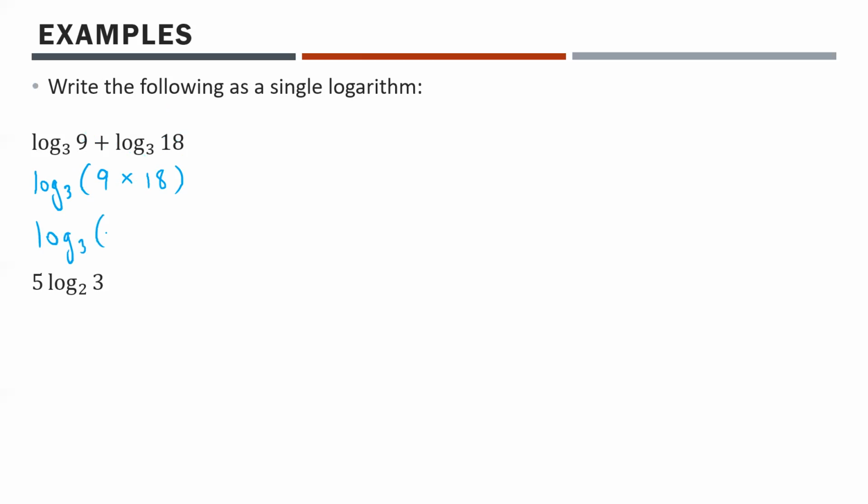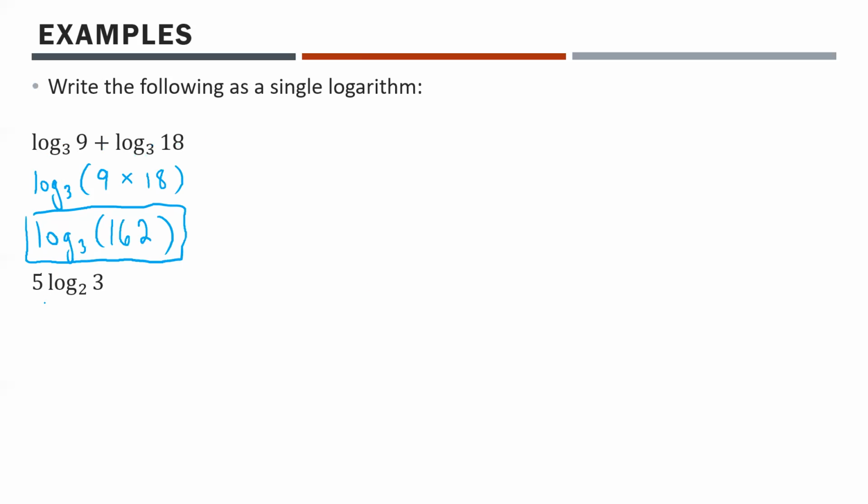So 9 times 18 is 162. So log base 3 of 162 is the exact same thing. Sometimes in certain situations, maybe it's nicer just to have it as a single log. And certainly, if you were to throw this in your calculator, I can guarantee you'd rather go log 162 divided by log 3 rather than doing log 9 divided by log 3 plus log 18 divided by log 3. It would be a lot more work that way.